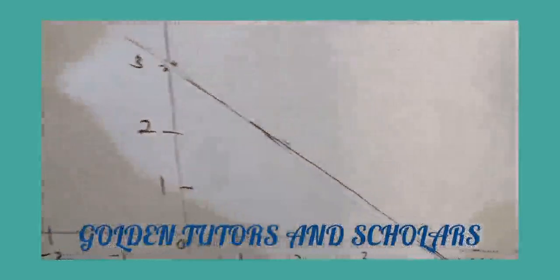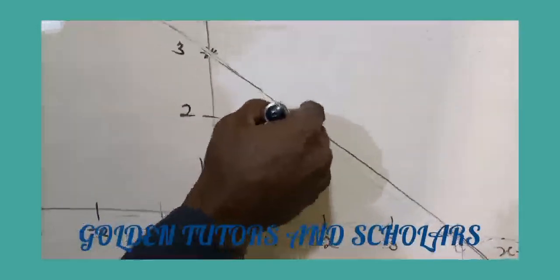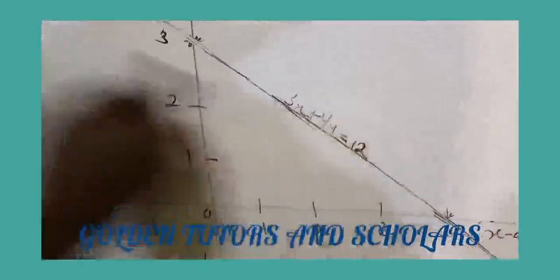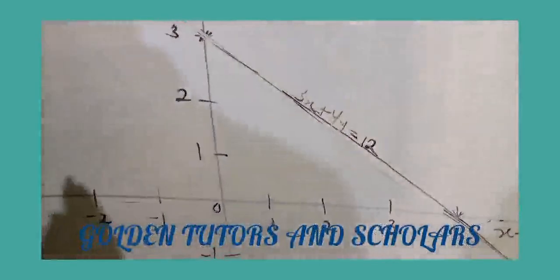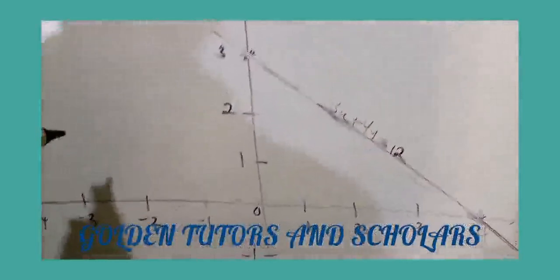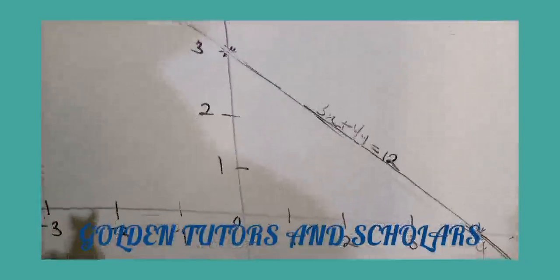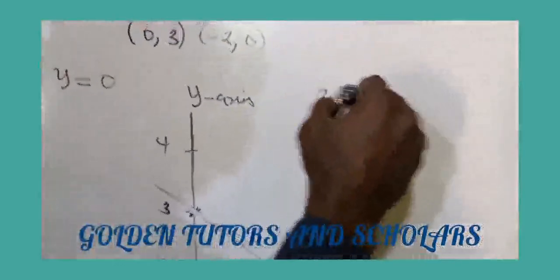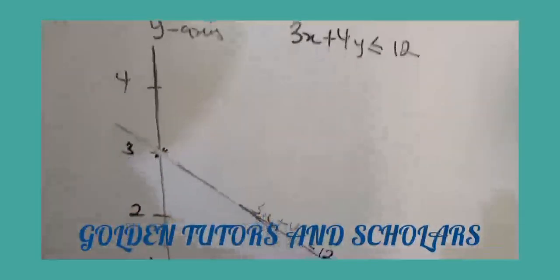We go back to what we have. This boundary line is 3x plus 4y equals 12. But the inequality that we are considering here says 3x plus 4y is less or equal to 12. Since it is less or equal to 12, this is the inequality, 3x plus 4y is less or equal to 12, whereas this is the boundary line.